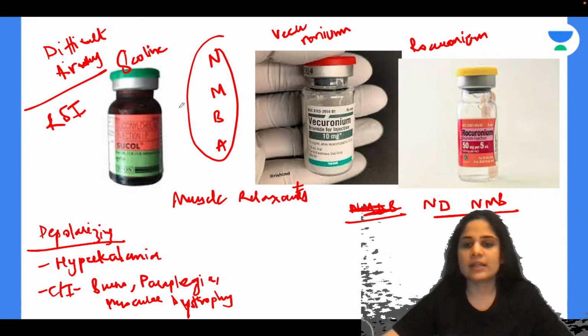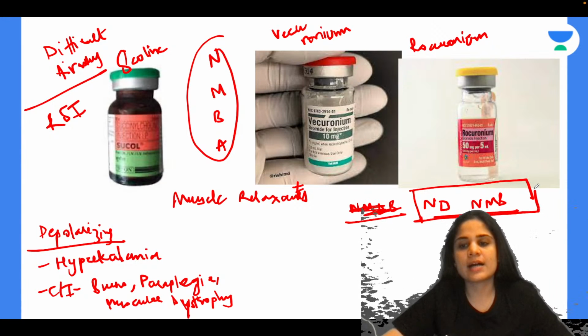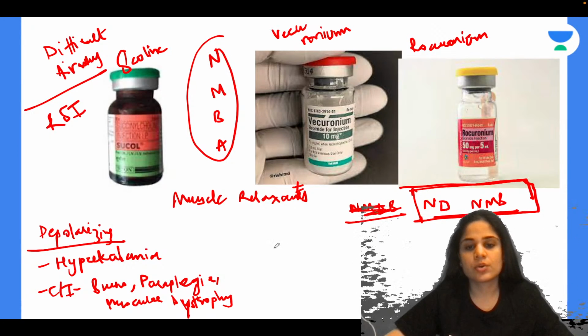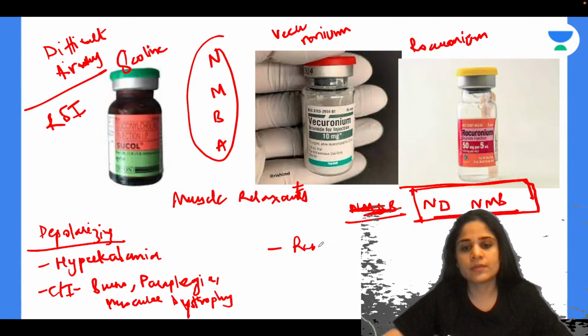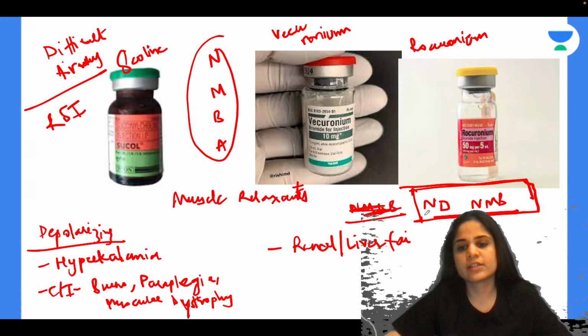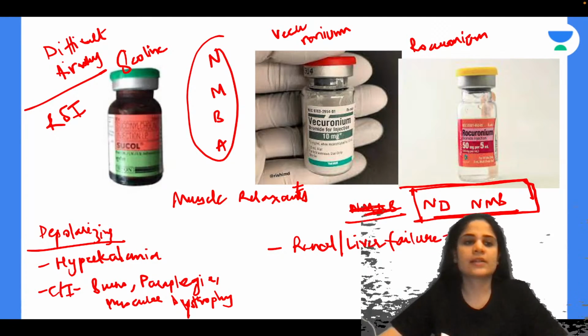Alright. Now, for the non-depolarizing neuromuscular blocking agents, they usually ask one-liners. So I am going to ask you the one-liner, and you have to tell me the answer. In case of renal or liver failure, what is my agent of choice? Which non-depolarizing neuromuscular blocking agent will I prefer in case of renal or liver failure? Fatafat.